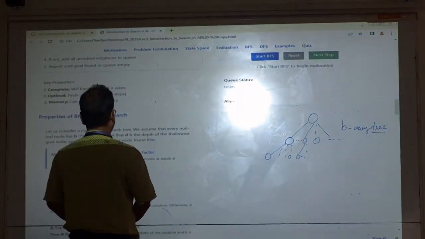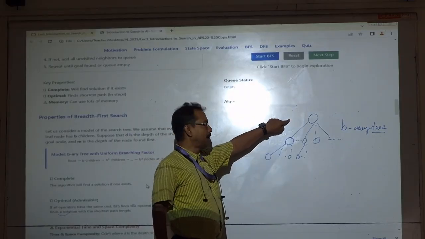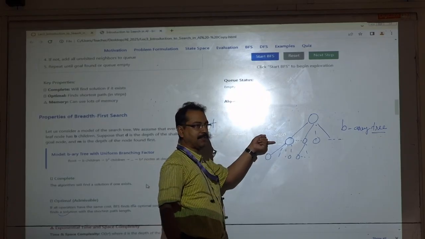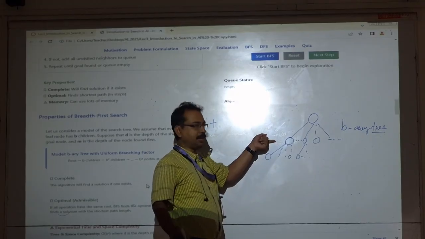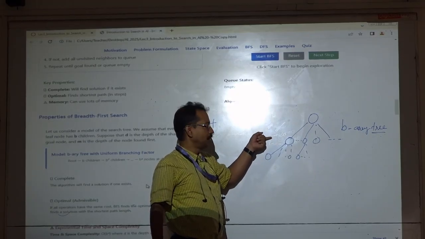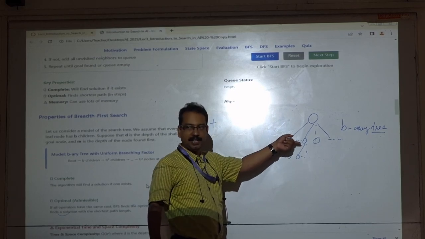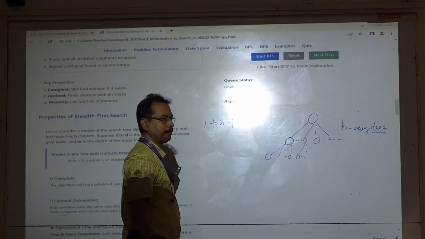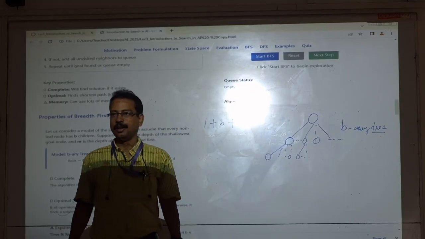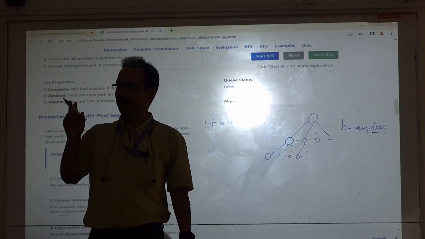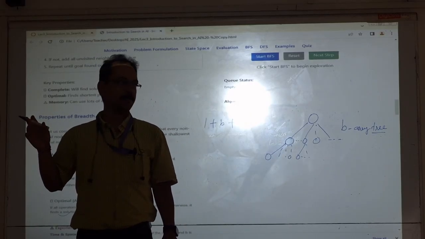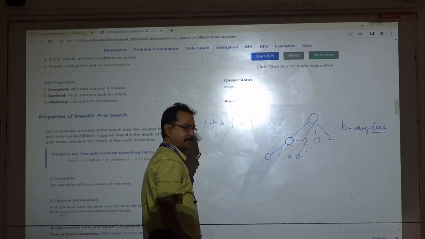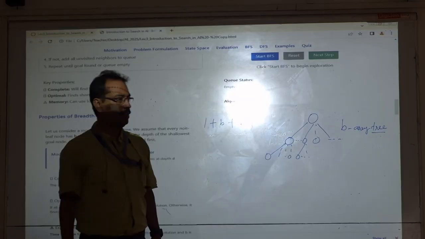So if this is the case, what should be the number of nodes in the first level? If each and every node has b children, then here there are b nodes. Then in the next level, each of the b nodes has b children. So how many? b into b, that is b square. Then in the next, b cube.